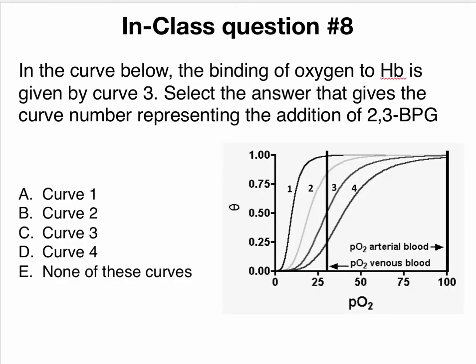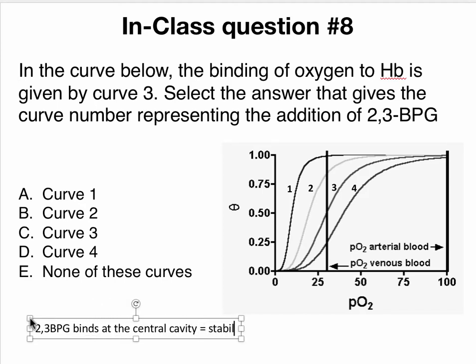Okay, so looking at this question: in the curve below, the binding of oxygen to hemoglobin is given in curve number 3, shown here. Select the answer that gives the curve number representing the addition of 2,3-bisphosphoglycerate. So we've already said that 2,3-BPG binds at the central cavity. Therefore, it stabilizes the T state and lowers the affinity of oxygen.